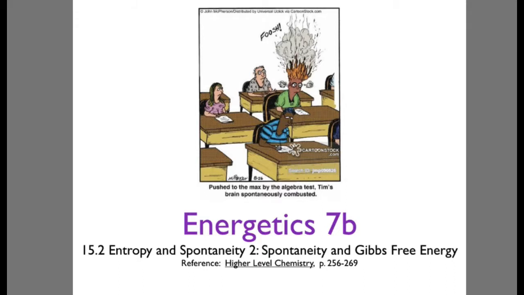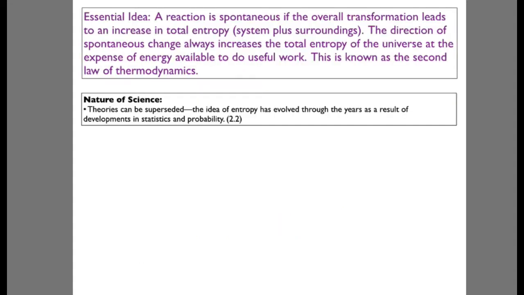Energetics 7b, Entropy and Spontaneity 2, Spontaneity and Gibbs free energy. Essential idea again: a reaction is spontaneous if the overall transformation leads to an increase in total entropy, that's system plus surroundings. The direction of spontaneous change always increases the total entropy of the universe at the expense of the energy available to do useful work. This is known as the second law of thermodynamics.